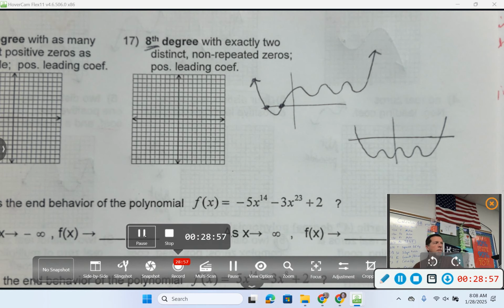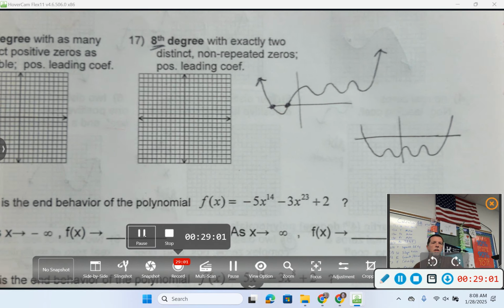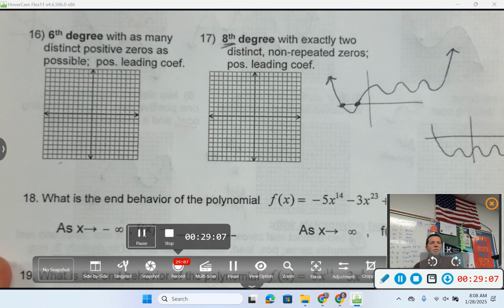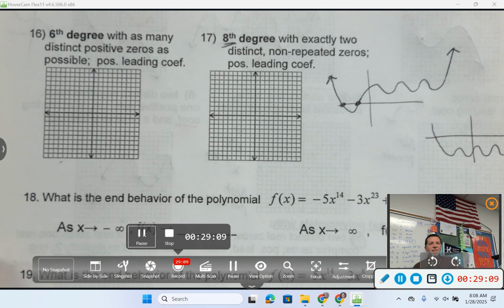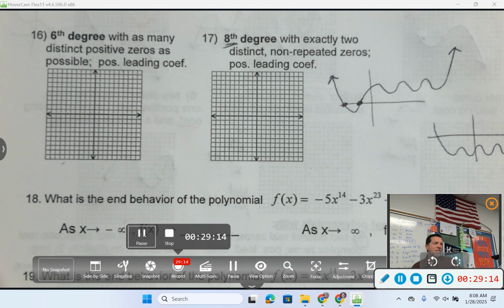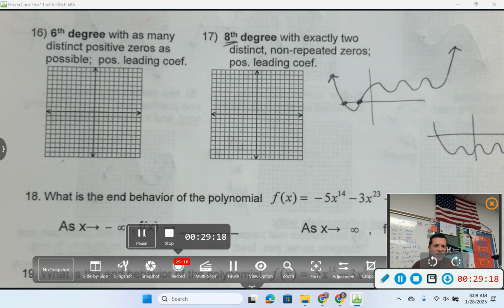All 3 positive zeros. What did you say? 16, and as many distinct positive zeros as possible. It's an 8th degree now, too. So on number 16, how many distinct positive zeros can it have? 6. You just got to put them all on the right hand side.